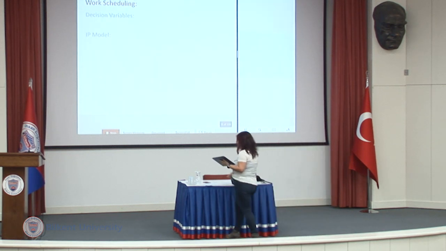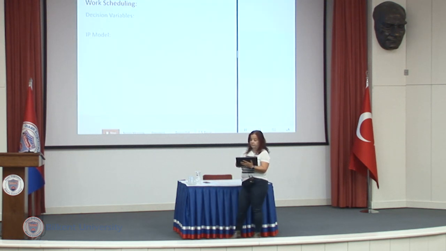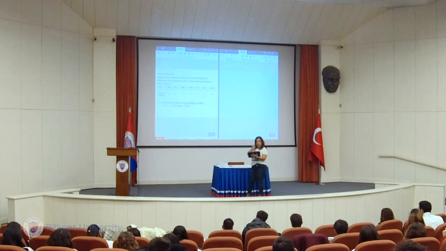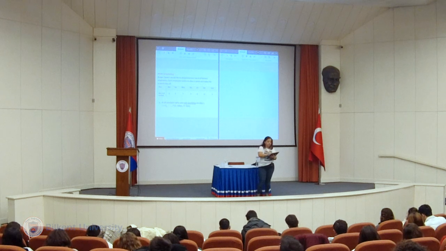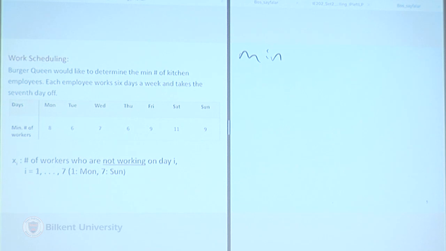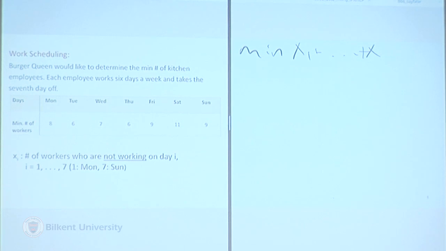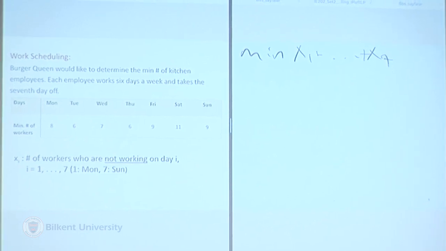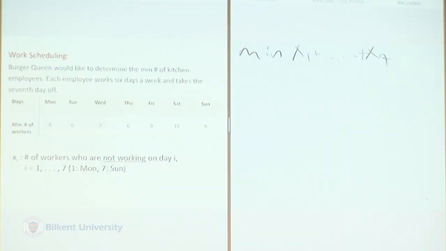So we already defined the decision variable. I'm going to write the model. It again wants to minimize the number of workers. So I will minimize x1 to x7. The one who's not working on Monday is my employee. That's his day off. So it is again another way of counting my total number of workers, right?